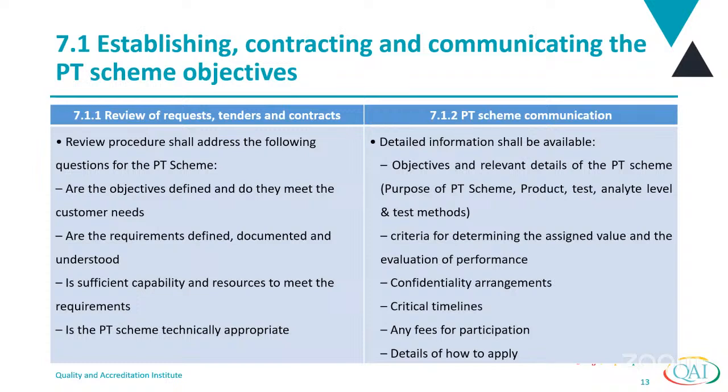Is sufficient capability and resource available to meet the requirements? Is the PT scheme technically appropriate? These things should be addressed in a review procedure. Then PT scheme communication. Detailed information shall be available, including objectives and relevant details of the PT scheme, which include purpose of the PT, product, test, analyte level, and test methods that are to be used. Further, the criteria for determining the assigned value and the evaluation of performance. Confidentiality agreement, critical timelines, any fee for participation, and the details of how they can apply.